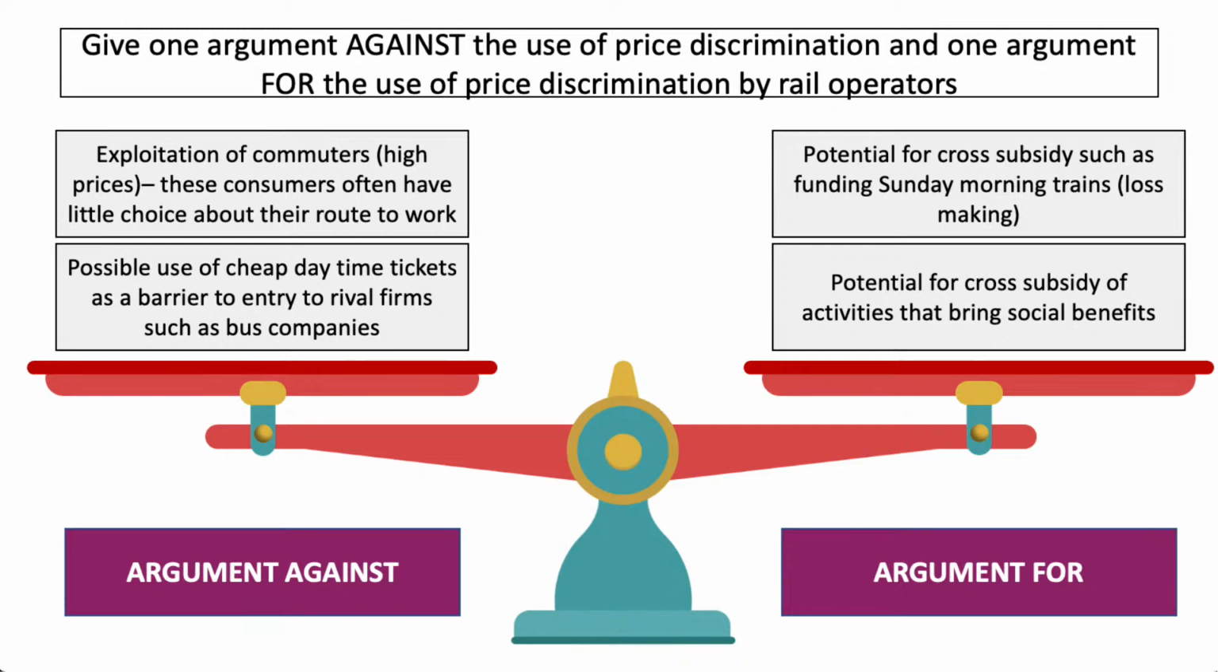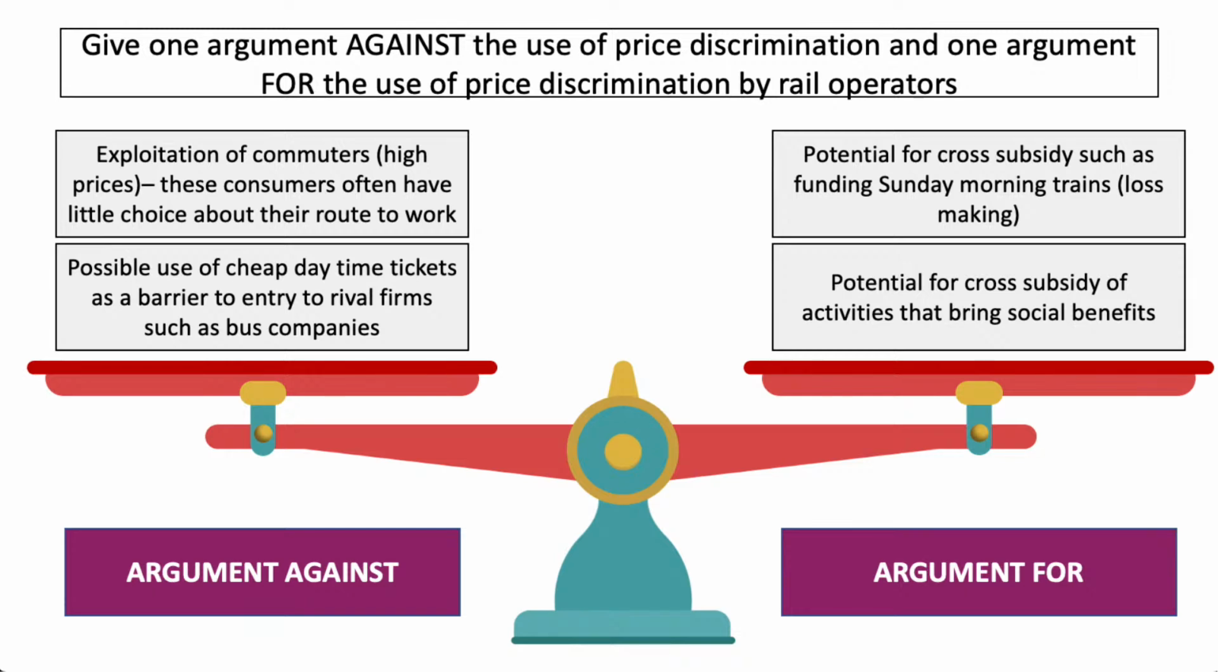Also, there's the potential for cross-subsidy of activities that bring social benefits. So running those trains during the day, they might not be quite so profitable, but it gets people off the roads, and therefore there's social benefits to other road users. Or it might be cross-subsidising freight trains, so there are fewer lorries on the road, and therefore you are improving the road system, and there's more social welfare benefits elsewhere.